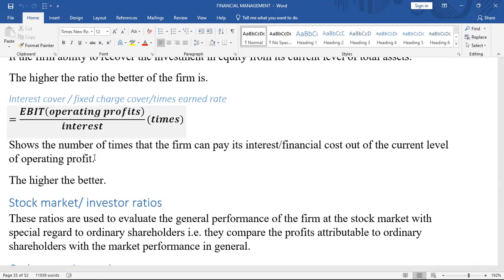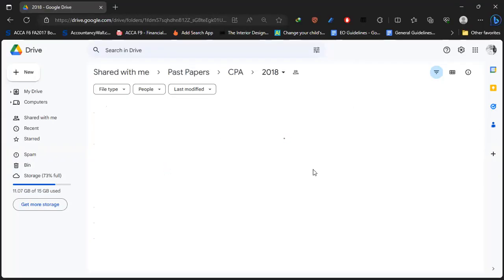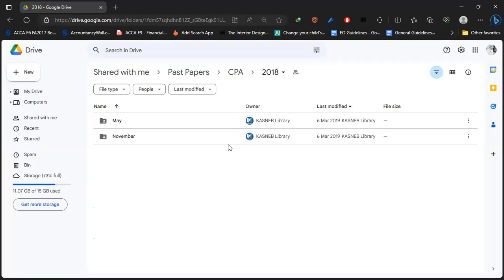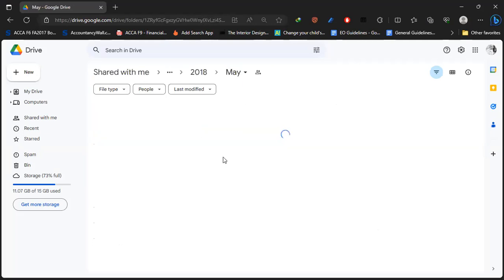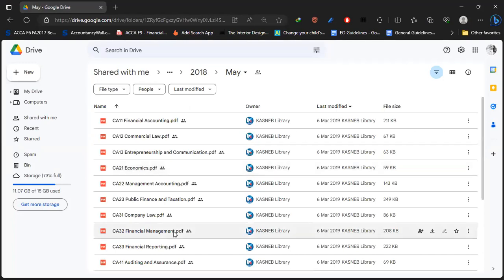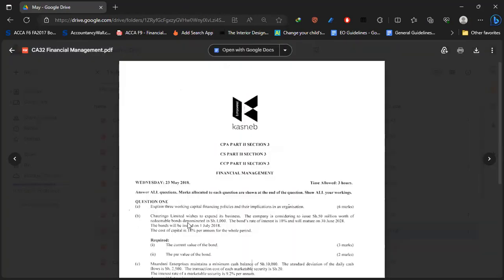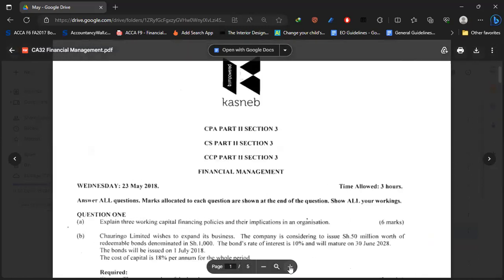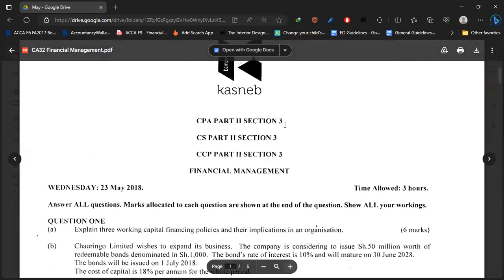The stock market ratios we shall cover later. I just want to go quickly and look for illustrations for ratios. I will start with a question here from May 2018. That is question number 5C.